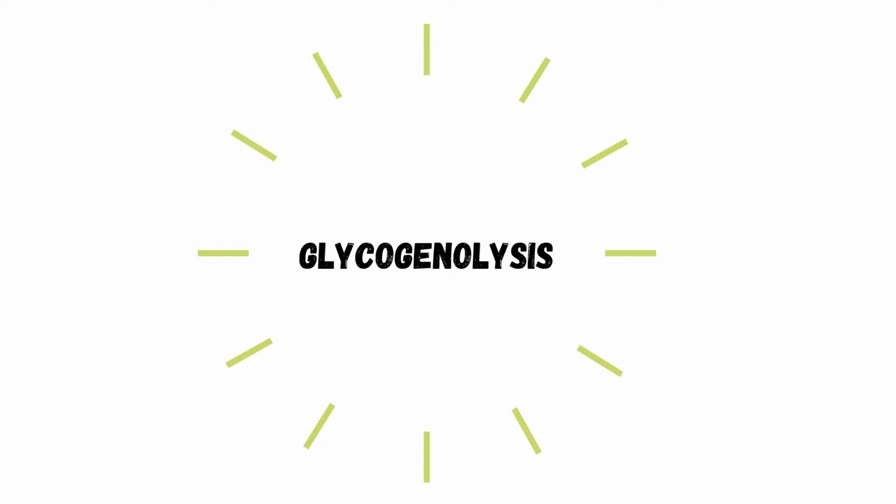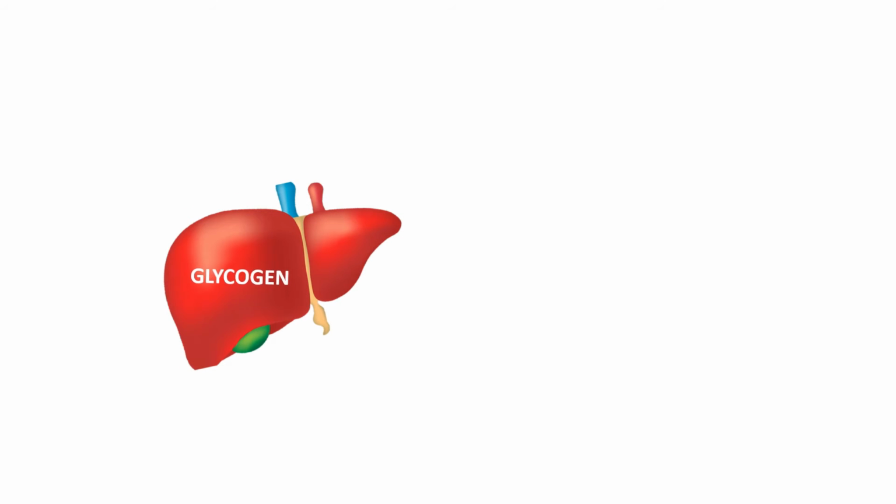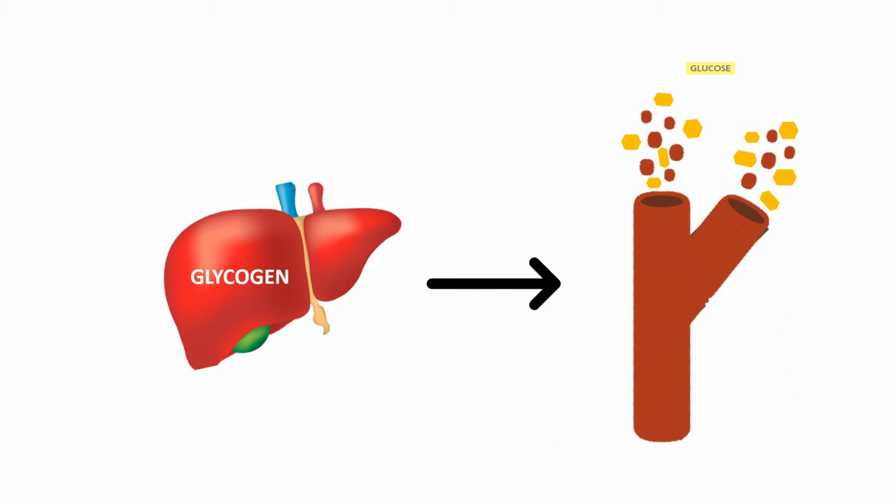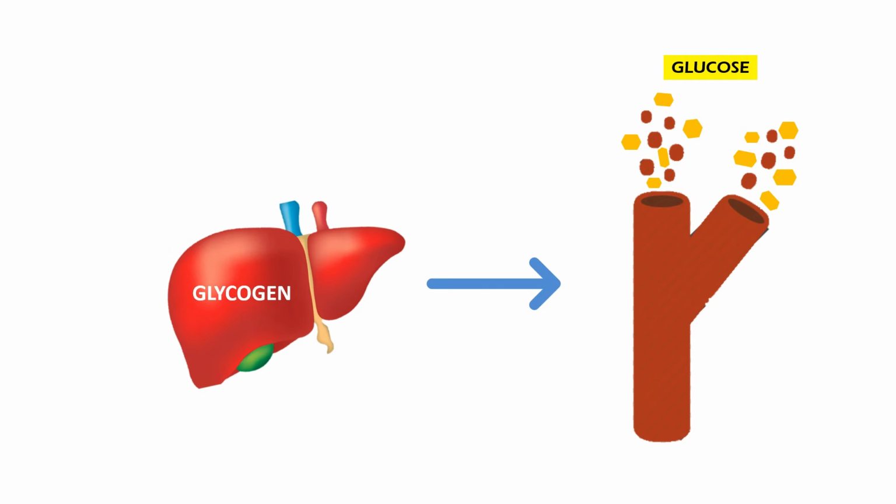Glycogenolysis. It is the process by which glycogen, the primary carbohydrate stored in liver and muscle cells, breaks down into glucose to provide immediate energy or to maintain blood glucose levels during fasting. This process is stimulated by the hormones glucagon and epinephrine.